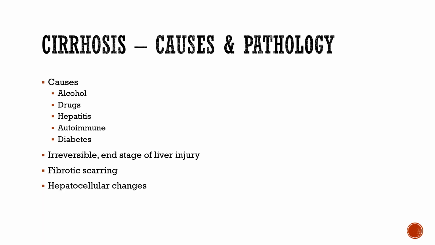Cirrhosis of the liver is damage to the liver structure, the cells. It's irreversible, and it is an end stage result of liver injury. There is fibrotic scarring, and looking at liver cells under a microscope, the actual hepatocytes have changed. There are a number of causes of cirrhosis. At the top of the list are alcohol, drugs, hepatitis, autoimmune diseases, and diabetes.